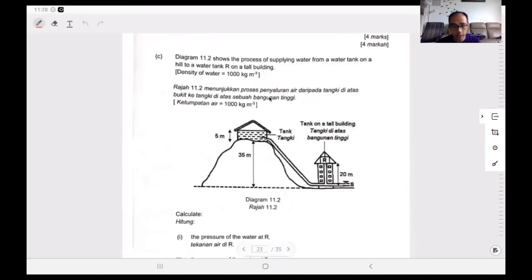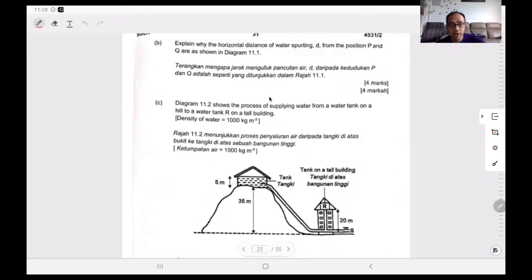Okay, question B. Explain why the horizontal distance of water spurting from D is shown. So explain why this one. It's a 4-mark question, and I think I've already explained the 4 marks now. Talk about the difference in the depth, talk about the difference in pressure. Talk about the relationship between depth and pressure, and then talk about why Q is further. So I will leave this to you. You can answer this and show me your answer. I can help you to see if your answer needs to be improved. But I've already explained this before this now.